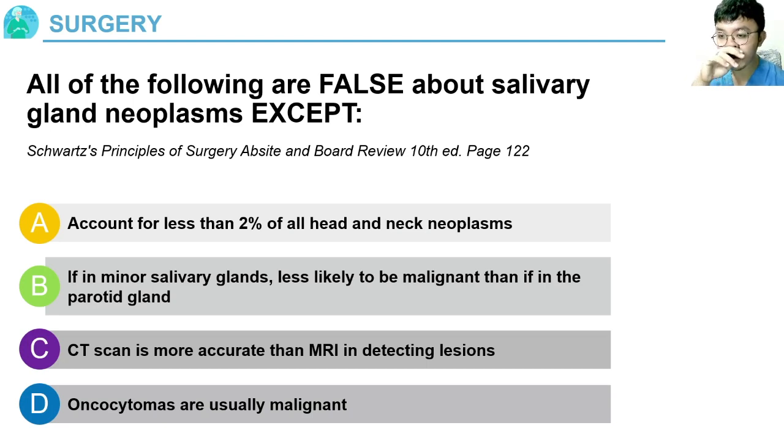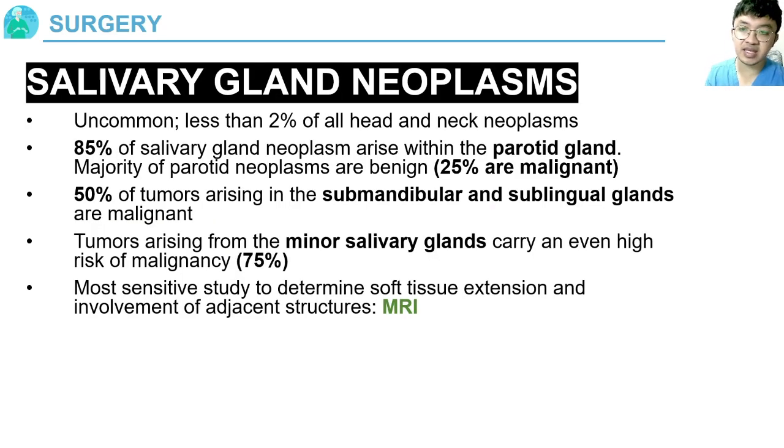MRI is actually more accurate than your CT scan because of its ability to differentiate soft tissue borders. And oncocytomas are usually benign. So the correct answer is letter A, account for less than 2% of all head and neck neoplasms. This one is the correct statement. So again, salivary gland neoplasms, they're uncommon, only 2%.